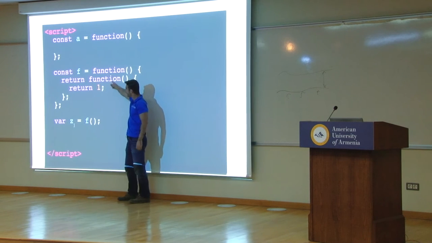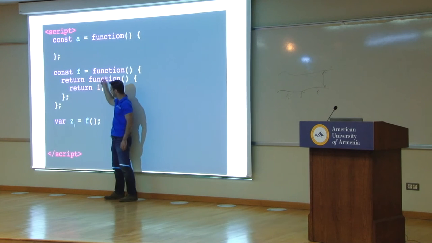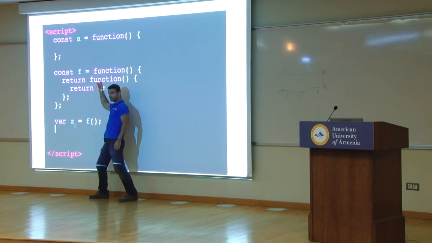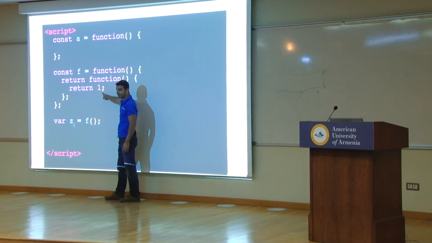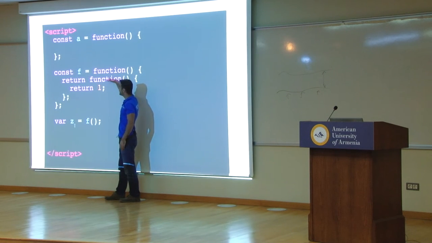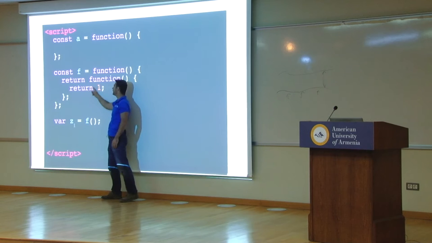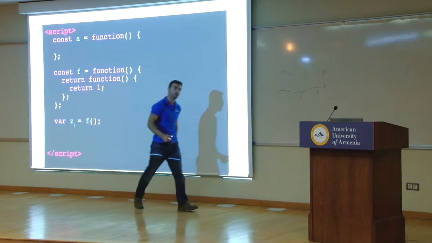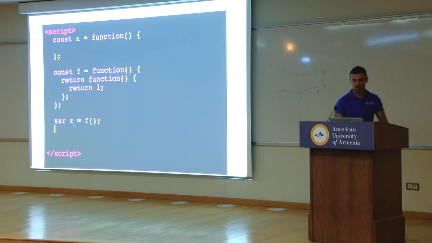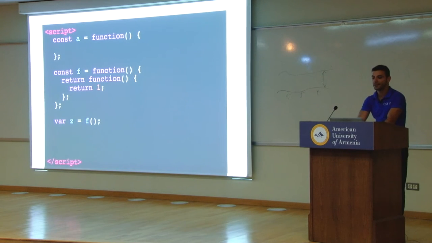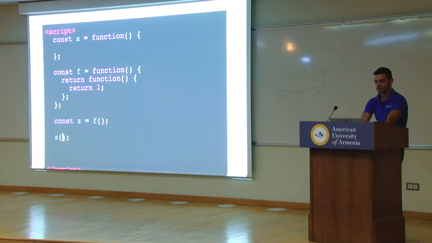It's a function. We're returning a function, which means when you call f, you get back a function, not 1. It's a function that inside of it has code, and the code in this case is for it to return a 1. So now, if z has a function in it, what can I do with z? Oh, sorry, I called it var. I meant const. Good. So now I can call z. Const b. Now what is the value of b? 1.